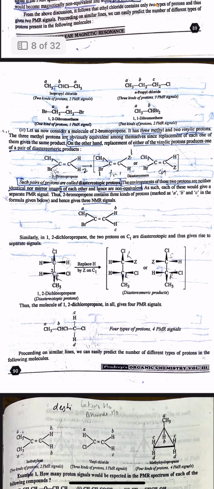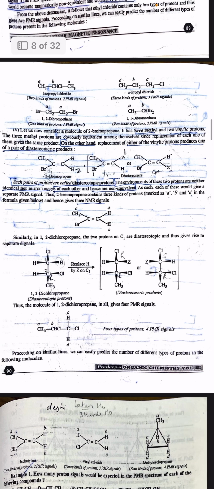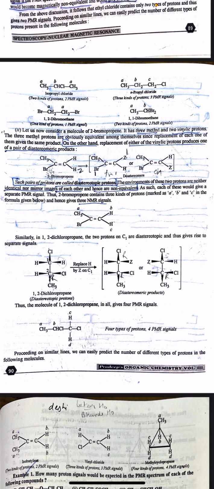Let us now consider a molecule of 2-bromopropene. It has 3 methyl and 2 vinylic protons. The 3 methyl protons are obviously equivalent among themselves, since replacement of each one of them gives the same product. On the other hand, replacement of either of the two vinylic protons gives a pair of diastereomeric products.